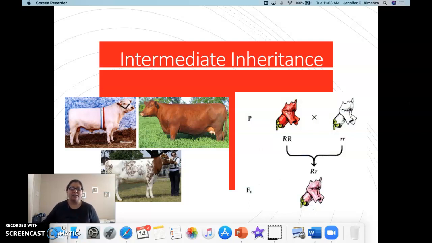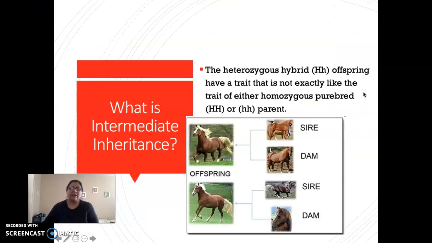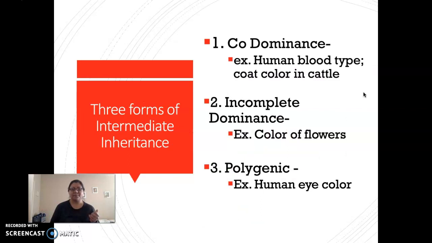So what is intermediate inheritance? Intermediate inheritance is when you have a heterozygote and it doesn't work like having a dominant or a recessive trait. The heterozygote can actually be a mixture between the two, or it can show both traits. So it's not going to look like a homozygous dominant or a homozygous recessive.